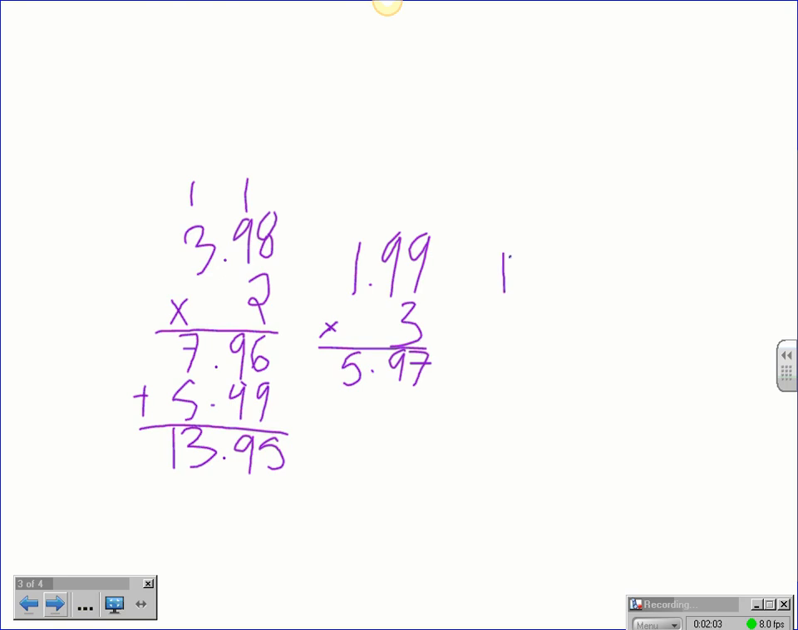Okay, let's see. Now you add $13.95 and add that with $5.97 equals $19.92.